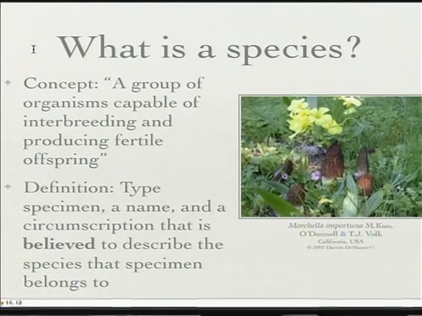But one of the really important things to realize, from a computer perspective, from modeling it as a technical person, is that I ultimately have to come back to the fact that a species is truly defined by a type specimen sitting somewhere on some shelf, or photograph or whatever type, et cetera, a name, and a circumscription that is believed to describe the species that specimen belongs to. It's very loosey-goosey from a technical standpoint. And that's going to change over time. We know that, we've experienced that as taxonomists, but it makes for some real significant problems with the long-term management of things.